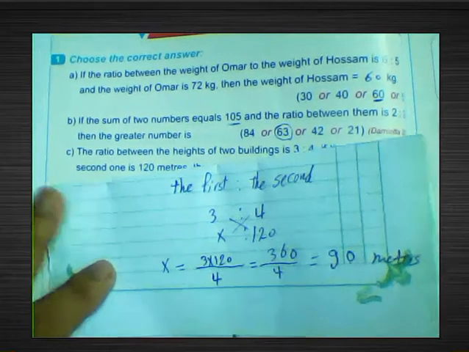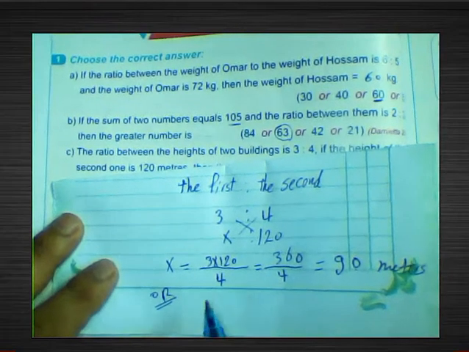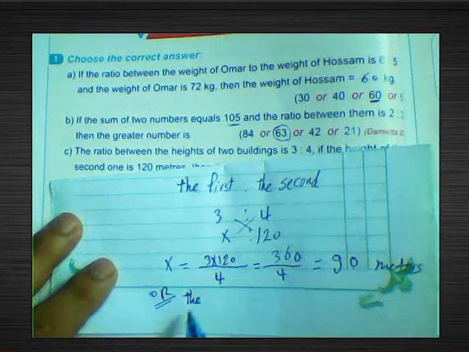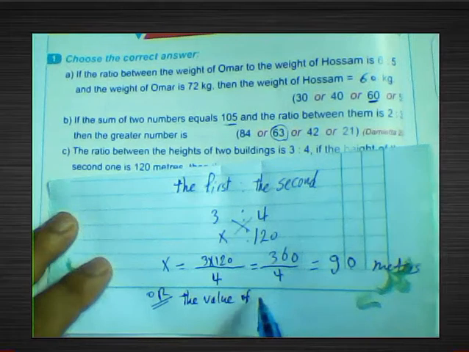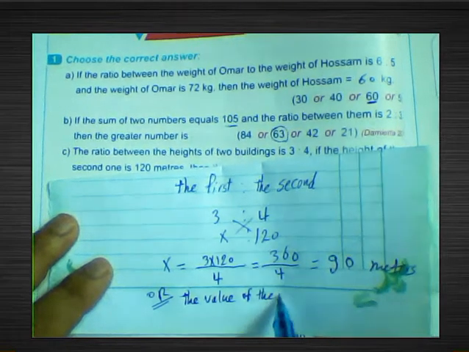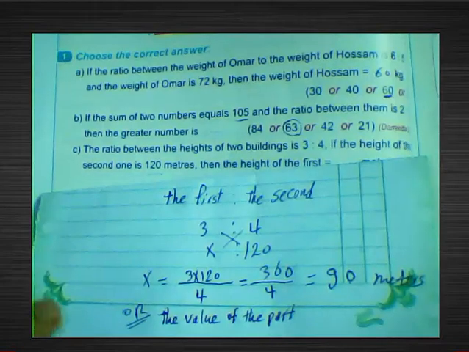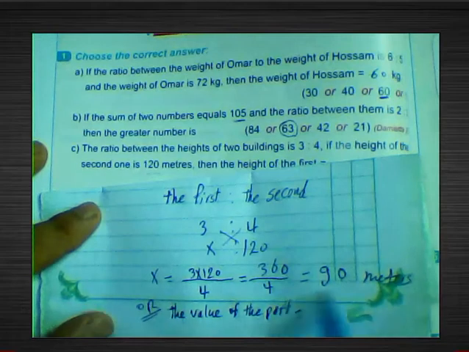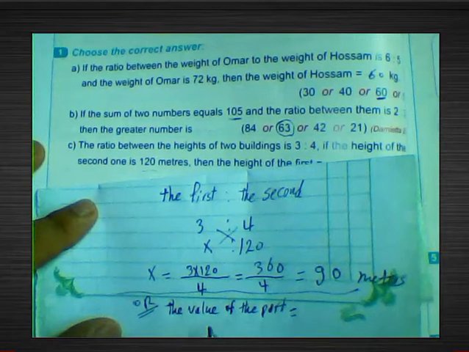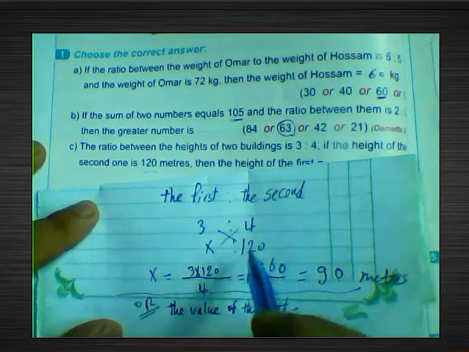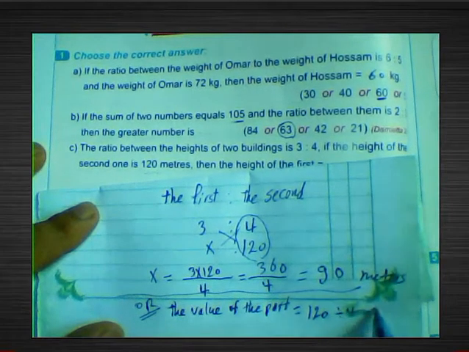It's the first method, or someone can solve it by another step. He can find the value of the part, the value of one part. It's another step, guys. Okay, the value of one part. We can find the result: 120 divided by 4 equals 30 meters.